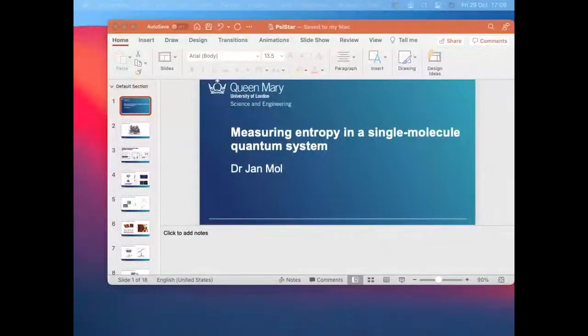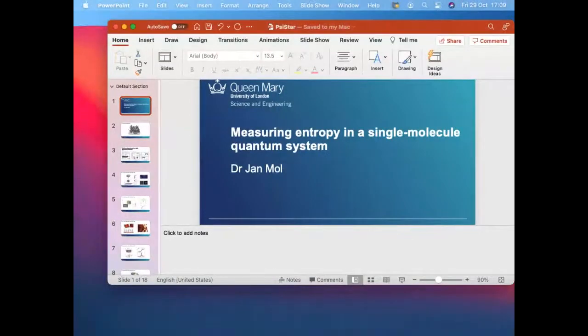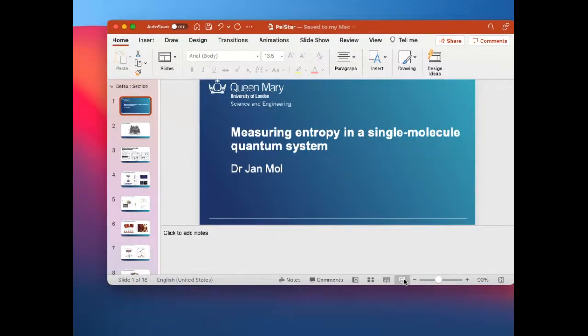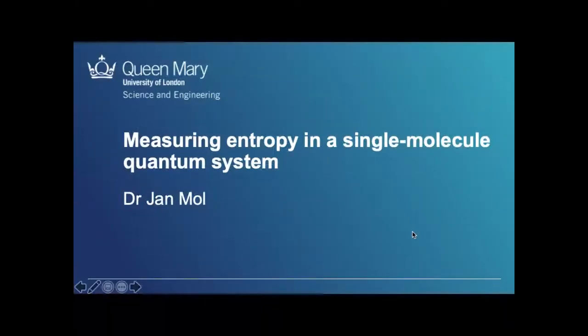Okay. And then where is it? Cool. Brilliant. People trying to get in?